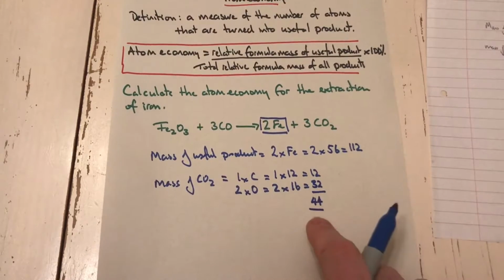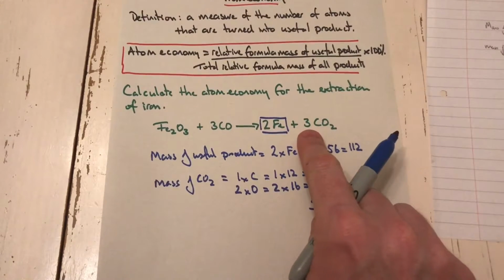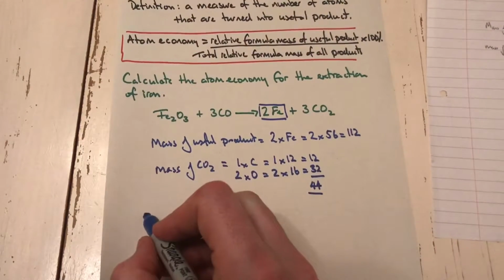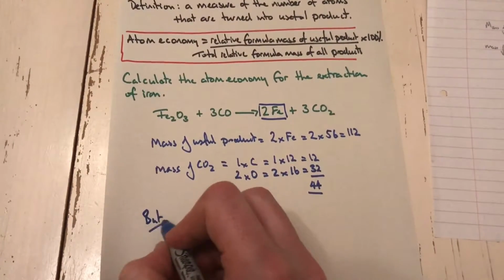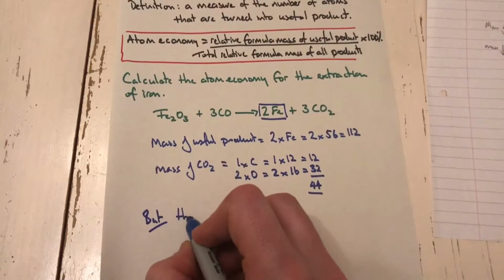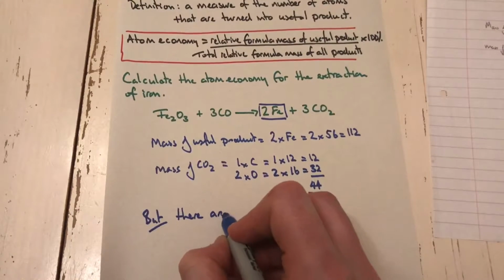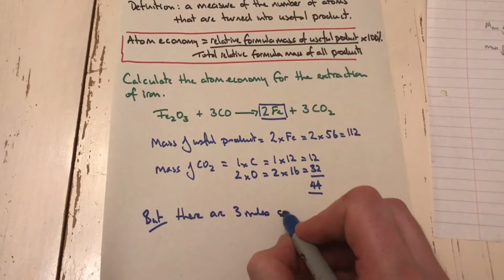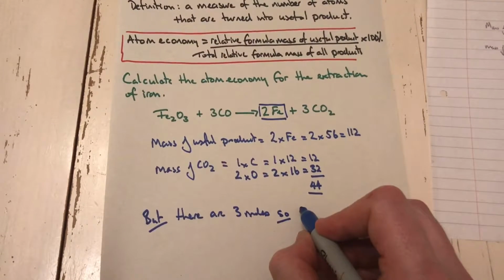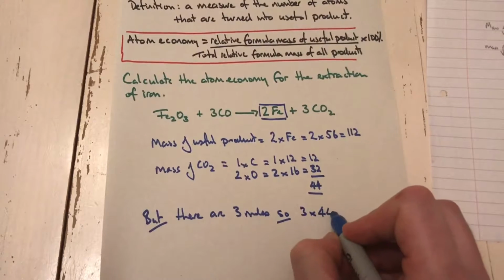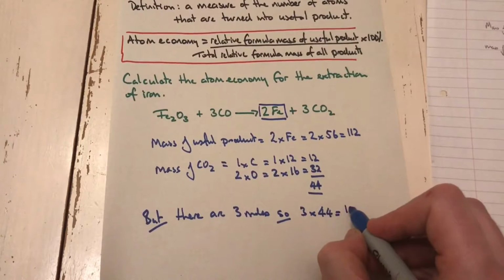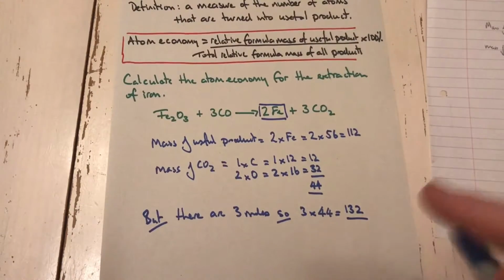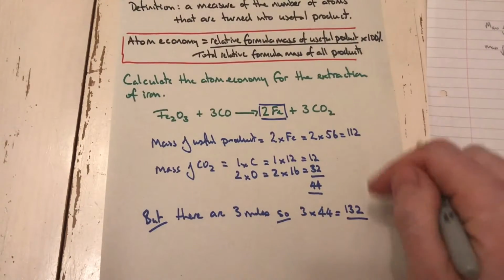Got to remember though, if we go back to the equation, there are 3 moles of this. I've only worked it out for 1. So I'm just going to remind myself, there are 3 moles. So I've got 3 times 44, which is going to give me an answer of 132. Now I'm ready because I've worked out the two masses that I need.